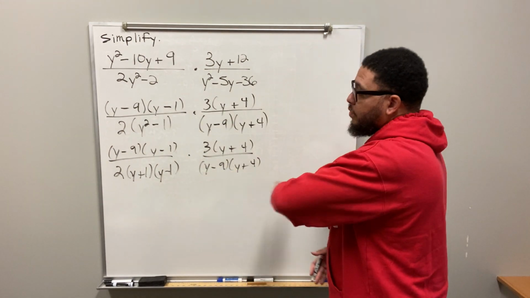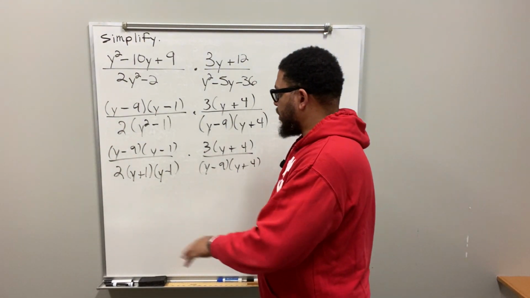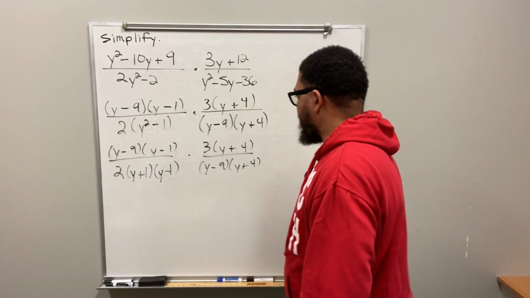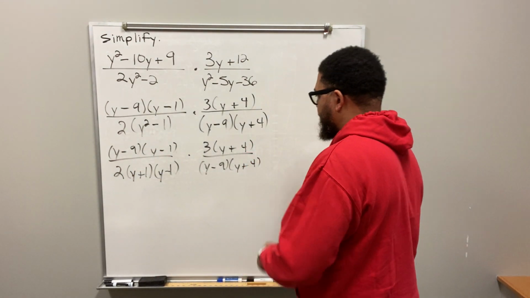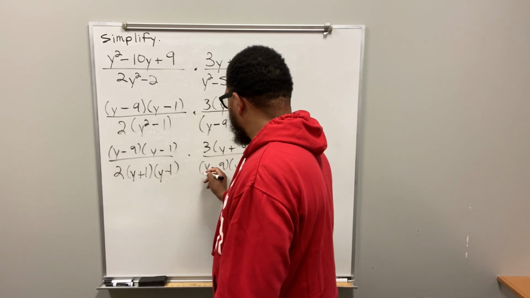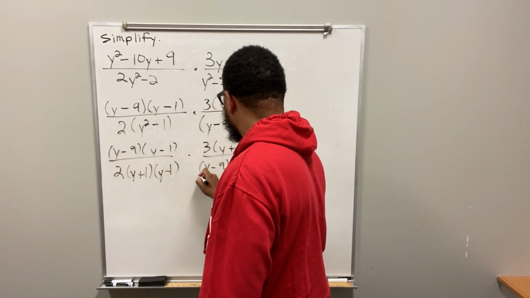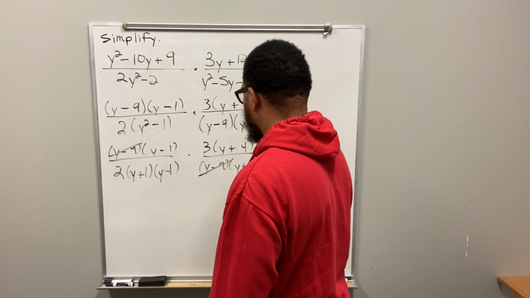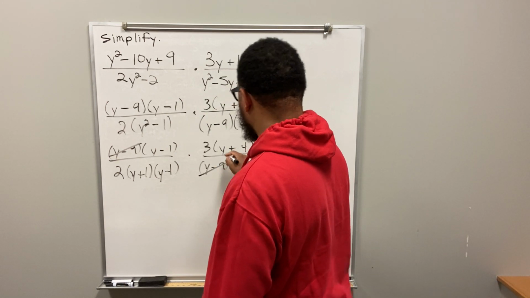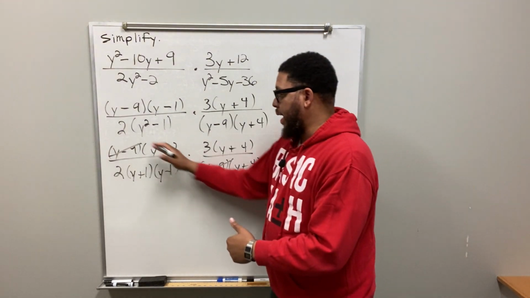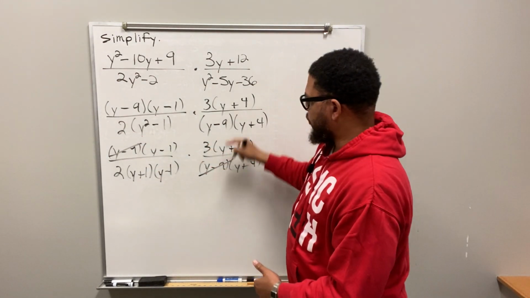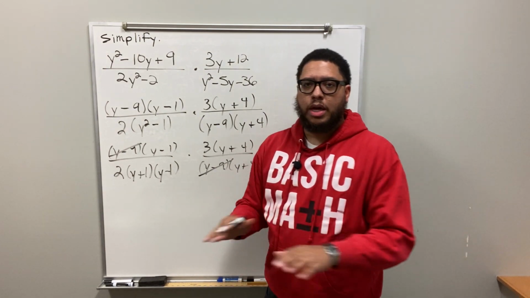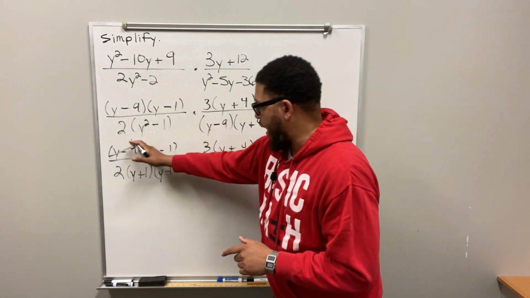Now, check it out. Everything is factored. Now, the fun part is when you start slashing and canceling things out. So I check for diagonals. I see a y minus 9 right here and a y minus 9 right here. Boom. Cancel them out. And then I got a y plus 4 right here. Now, we can cancel diagonally as well as vertically. We don't cancel horizontally. We don't do that.